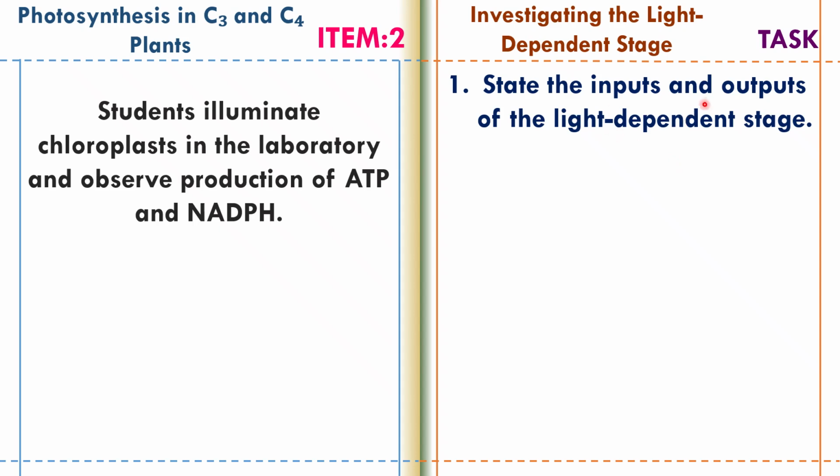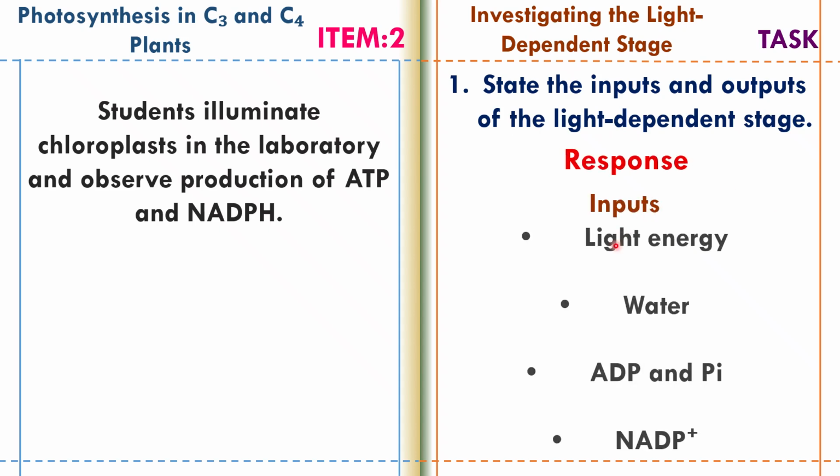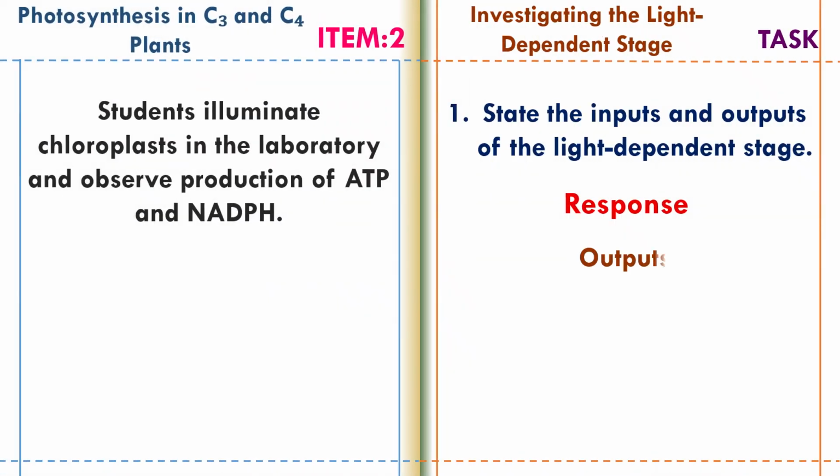State the inputs and outputs of the light-dependent stage. Inputs: there is light energy, water, ADP and inorganic phosphate, and NADP+. Outputs: there is ATP, NADPH, and oxygen.